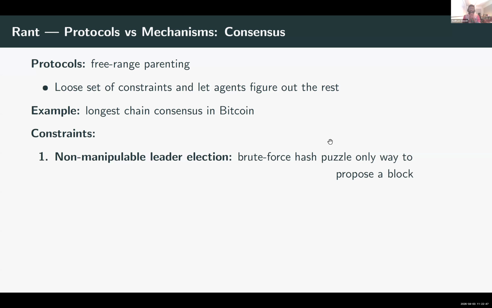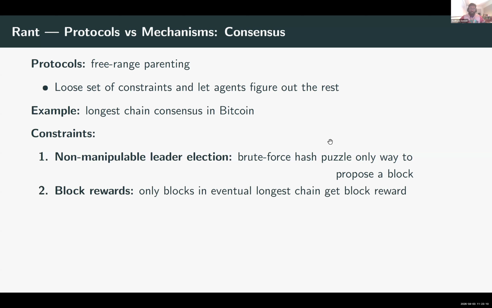So what do I mean by constraints? One constraint can be cryptographic in nature, right? In Bitcoin, there is non-manipulable leader election. The only way you can be elected to propose the next block is if you brute force the hash puzzle, in order to extend some block. So this is one constraint.